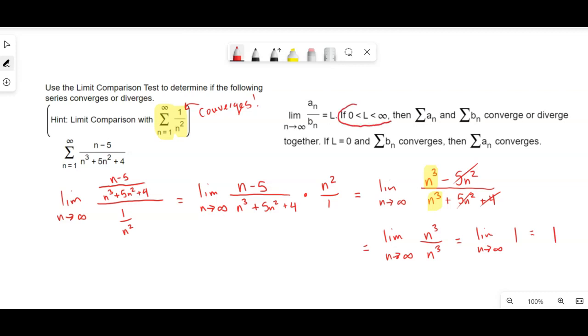1 is between 0 and infinity. This one converges, so that means a sub n also converges. So this thing converges by a limit comparison test with 1 over n squared.